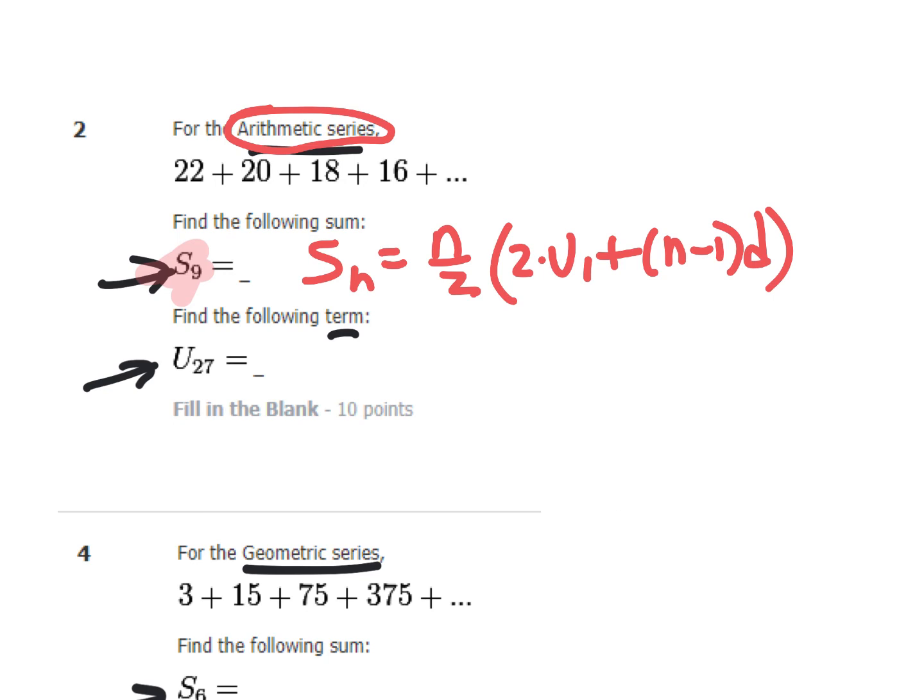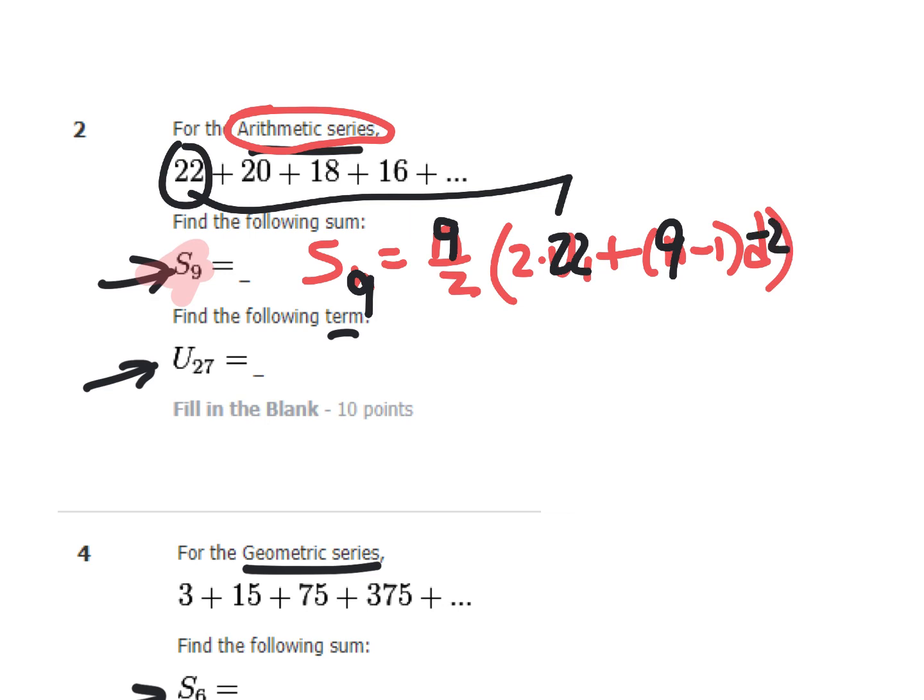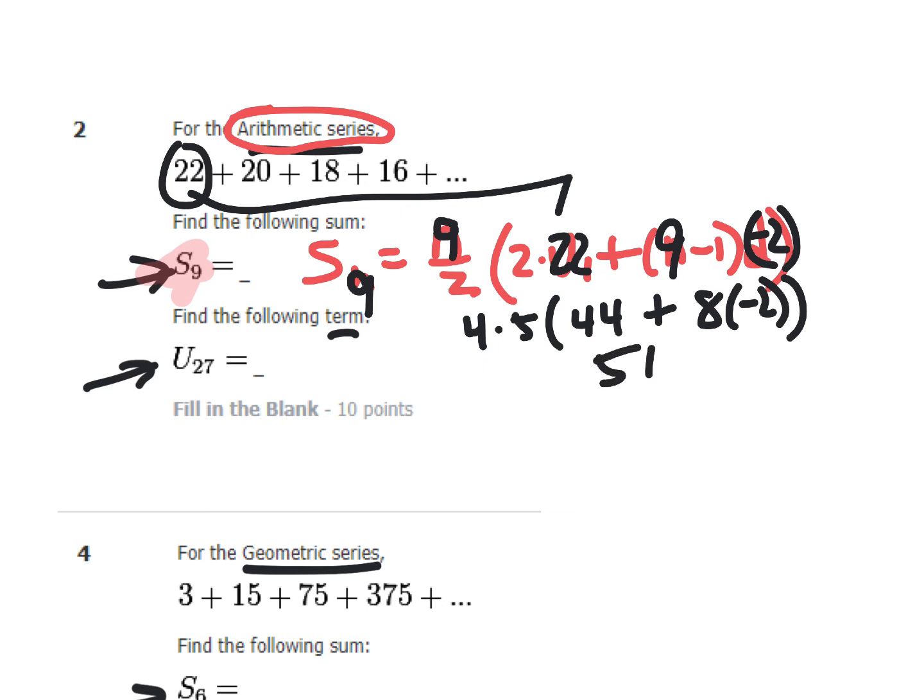Okay, now I'm just going to put the numbers in. So this is the 9th term, so it's 9 over 2. 2 times the first term, which is 22. And then n is 9 again. And the common difference is negative 2. But I'm not subtracting 2 there. I'm multiplying by it. 9 over 2 is 4.5. And then 2 times 22 is 44, plus 9 minus 1 is 8, times negative 2. So I'm going to need the calculator here. And I hope you guys got 560, because that's what I got when I put that in the calculator.